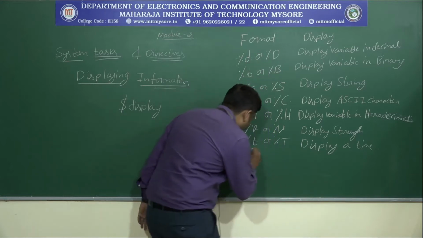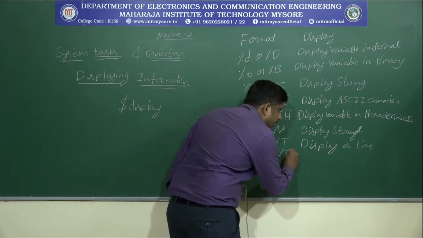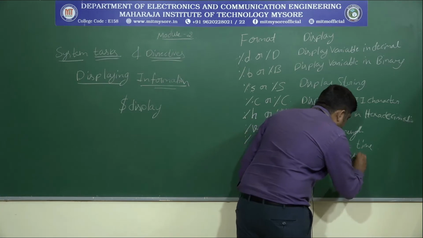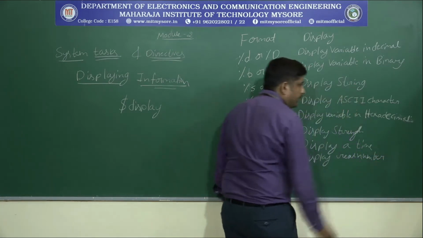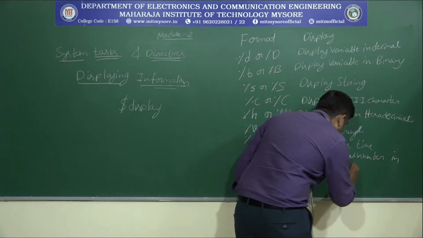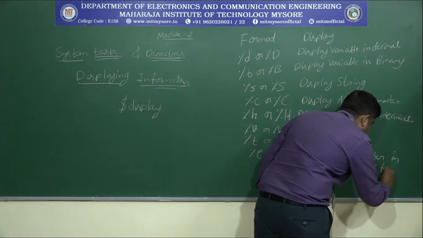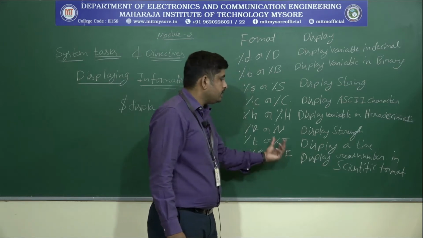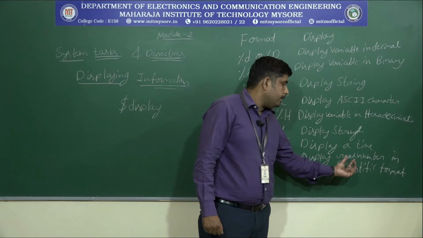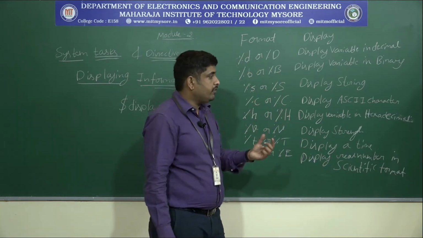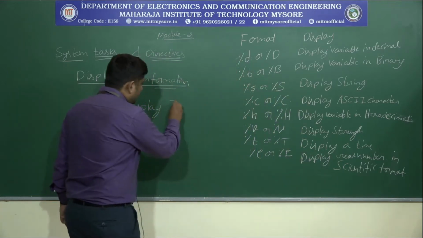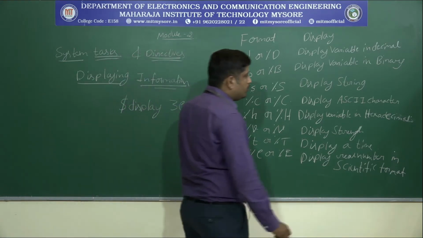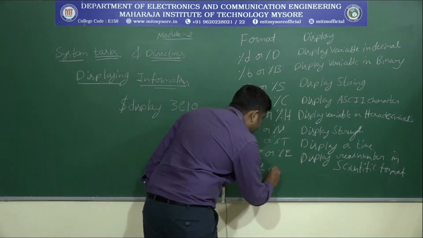Next we go to an important one, that is small e or capital E. So it indicates display real number in, very important thing, scientific format. So it's a very important one. So percentage e or percentage E, that is an alphabet. So display the real number in scientific format. Okay, scientific format, for example here 3E10. So this is the example when you represent a scientific form.